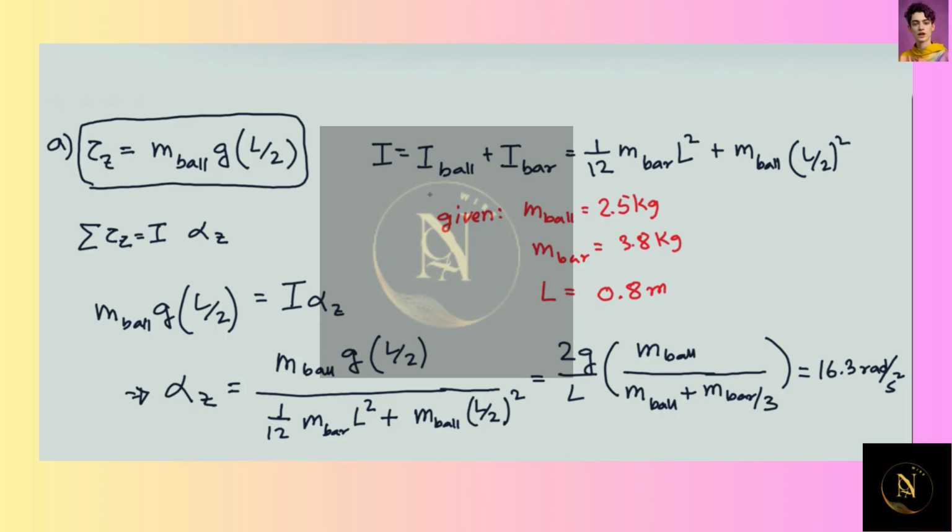We can equate this torque with our standard definition, which is moment of inertia times alpha_z. Alpha_z is the angular acceleration, and as we mentioned, this is our total moment of inertia. If we combine these two and solve for alpha_z, we get this following expression. Our given values are m_ball is 2.5 kg, m_bar is 3.8 kg, and L is 0.8 meters. We can plug those numbers in and see that alpha becomes 16.3 radians per second squared.